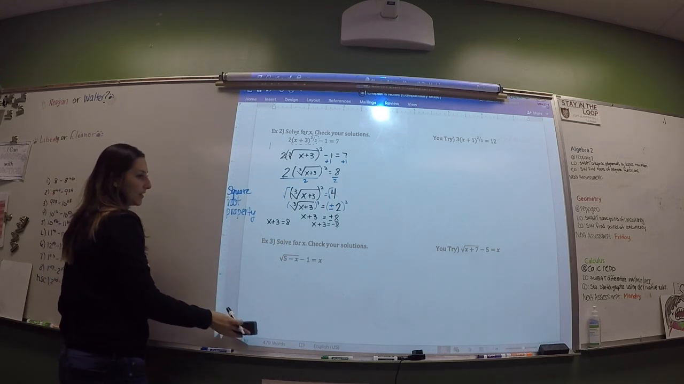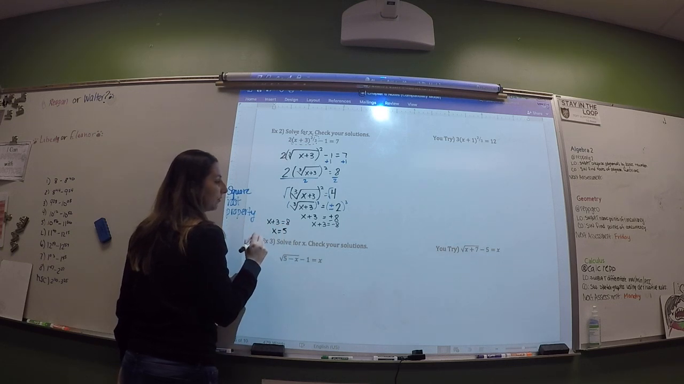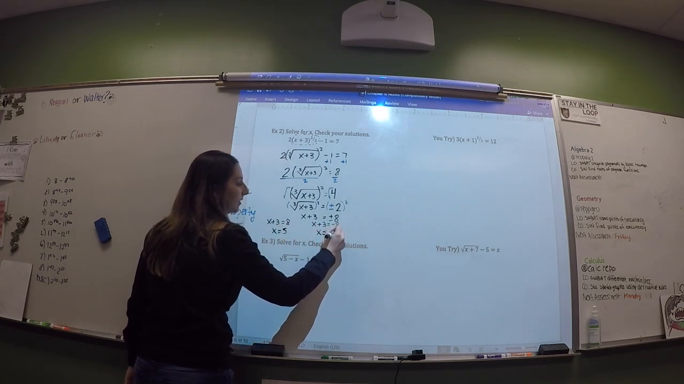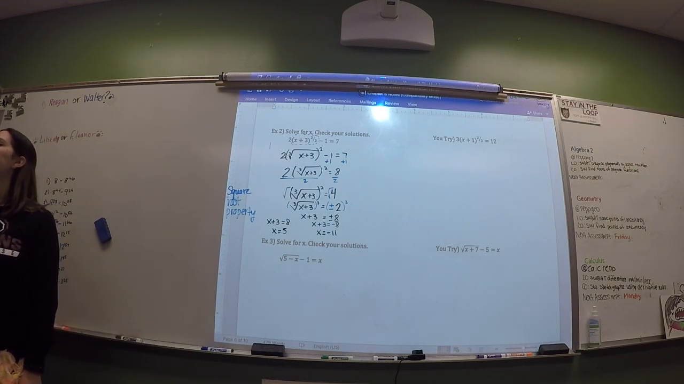So last step is just to subtract 3. We should get x equals 5 and x equals negative 11 as your 2 answers. Then you want to make sure that you go back and you check those.